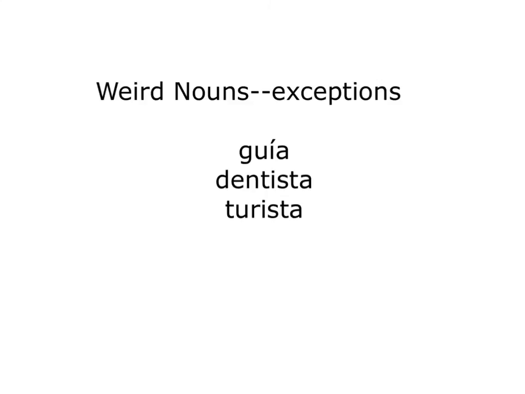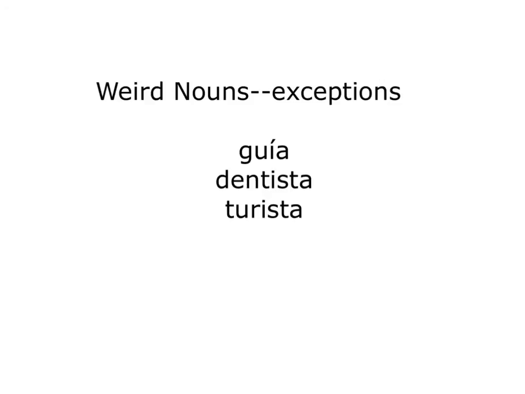Here are a couple of weird nouns that are exceptions to our rule. They have 2 forms, but they end in A for men or for women. So if someone is a guide, it's a guía. If someone is a dentist, dentista. If someone is a tourist, turista.